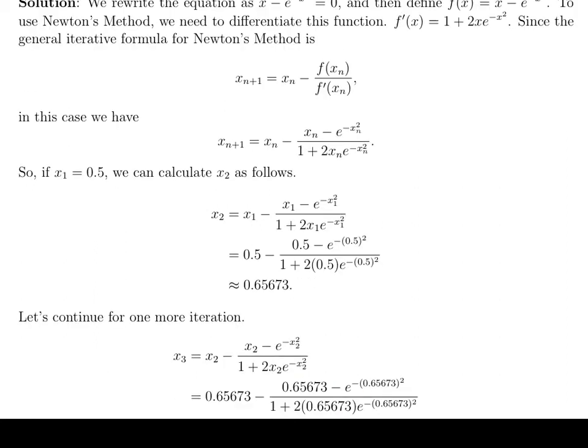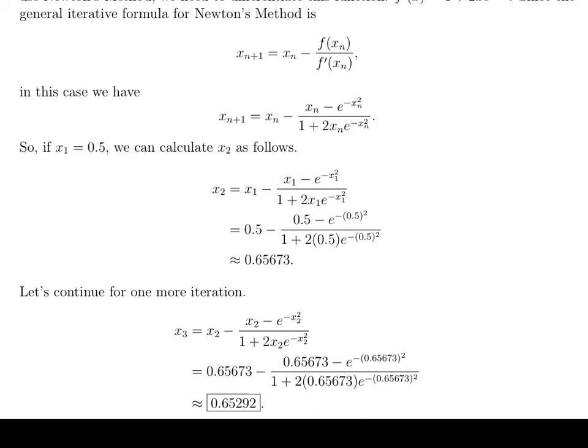So plugging that in, we get an expression that looks like this, and then we work all that out, and we get about 0.65292. Now that's the answer we're looking for. We've performed two iterations to get us to the value of x3.